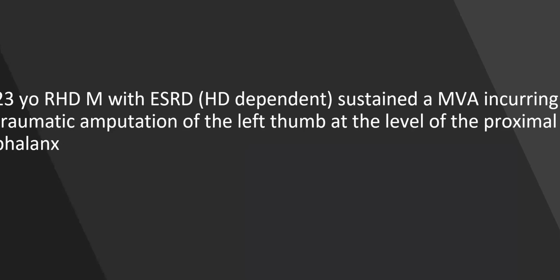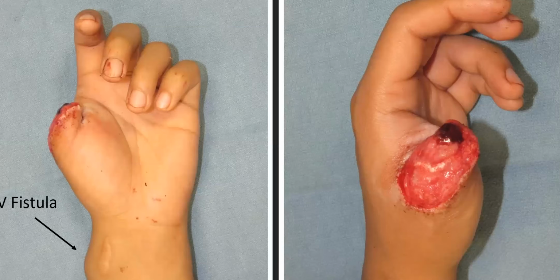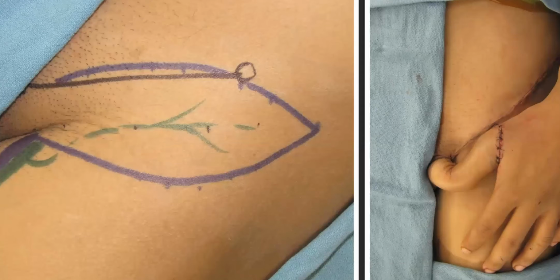Second case here, a 23-year-old right-hand dominant male who had end-stage renal disease, was dialysis dependent, and was actually on a kidney transplant list, sustained a motor vehicle accident incurring a traumatic amputation of the left thumb at the level of the proximal phalanx. Here you can see the AV fistula, and you can see the loss of soft tissue as well as bony loss. So given the AV fistula, we didn't feel that the patient was necessarily a great candidate for a great toe transfer or a toe transfer.